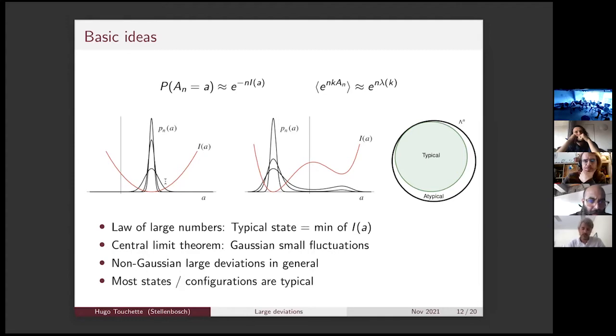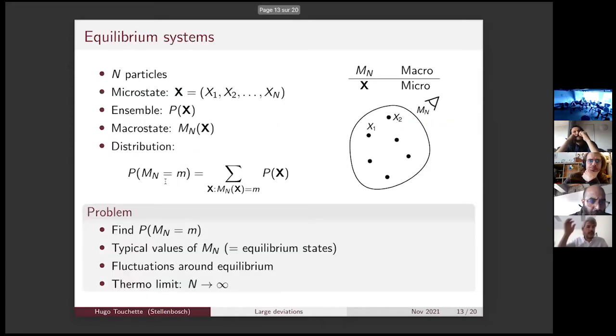Okay, so if you look at a sample mean, but you look at the sequence of random variables that give you a certain value of the sample mean, then you see that most of them actually will have a sample mean close to the mean, and that's the concentration effect. Okay, so these are the basic ideas. What I'll do now is to apply this to equilibrium statistical mechanics and then non-equilibrium to give you an idea of how we apply this in physics, starting with equilibrium systems.